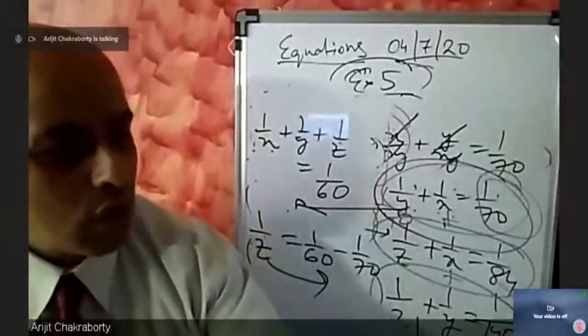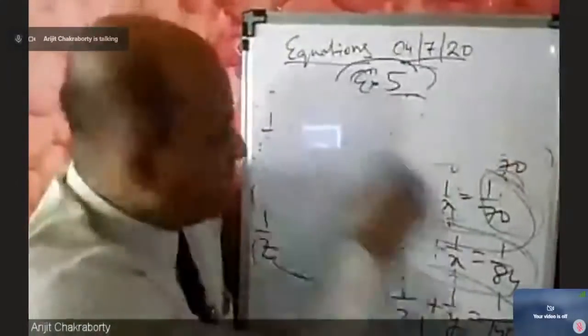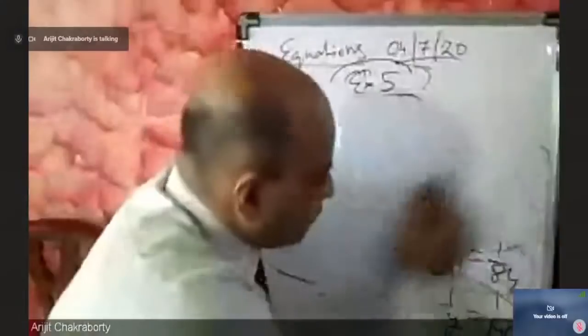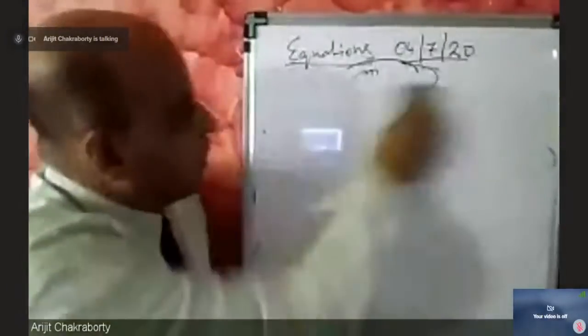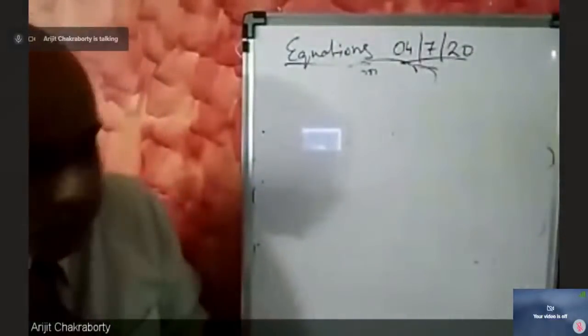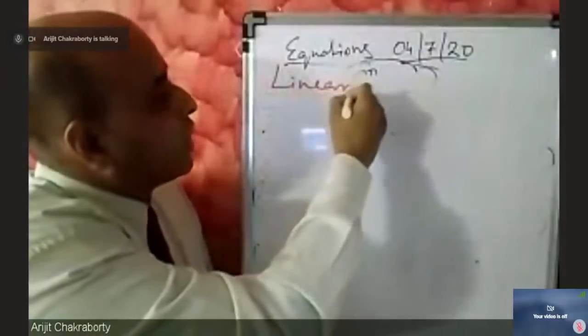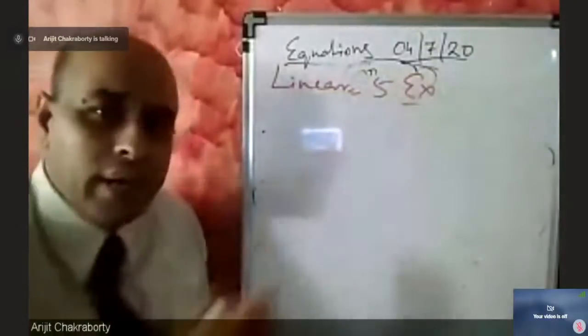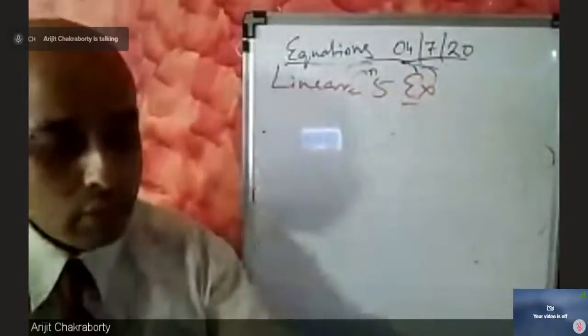Okay, now we move on to quadratic. So that was all for the linear equation. Now we move on to quadratic. I hope you are following, and we have done 5 examples in the linear equation part. We have worked each and every problem. Now we go to quadratic.